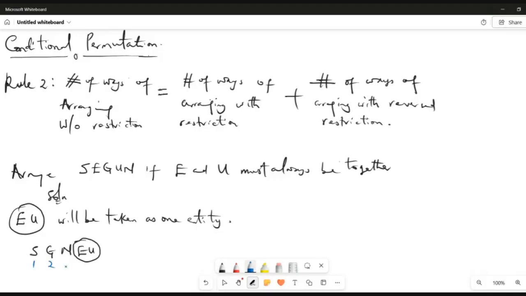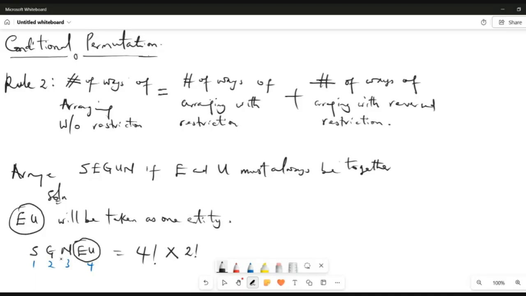1, 2, 3, 4. And if you want to arrange 4 items, your answer will be 4 factorial. But you will not stop there because you now multiply by E and U within themselves. They can be arranged in 2 factorial ways. E and U can be arranged either as EU or UE. Do you understand?